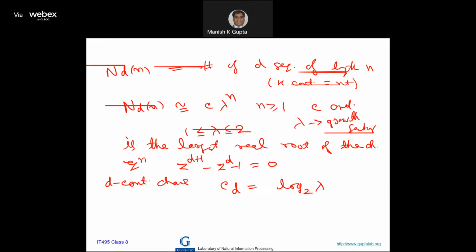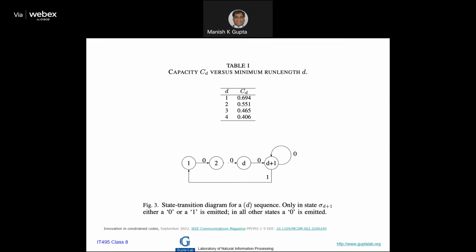So this is some general idea about capacity and why we should worry about it. We can actually compute certain values of this. You see that when D is increasing, and we are looking at only the D constraint channel, with the K constraint dropped, the capacity is decreasing. This seems to be an obvious thing, because when you put more and more constraints, the capacity will decrease anyway.